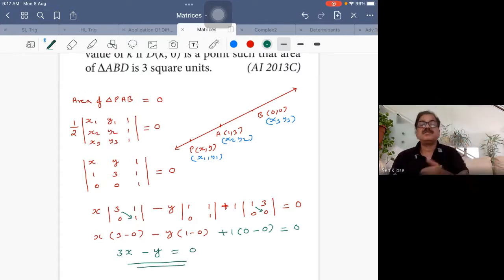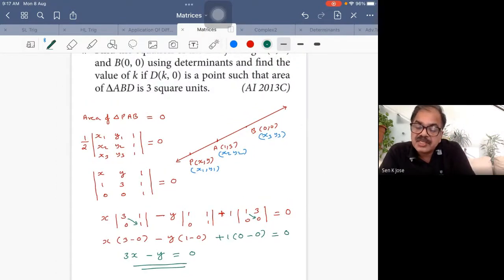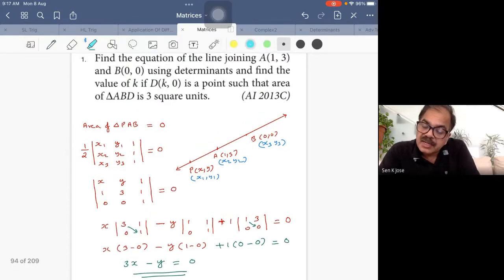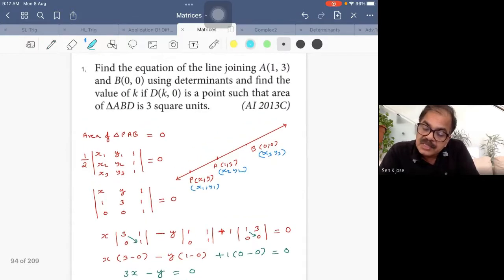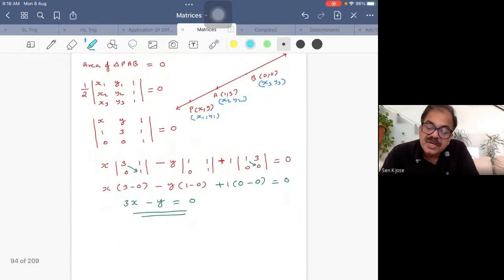So we did the first part of the question. But also there is another question there. It says, the second part of the question, what does it say there? Let's see. The second part is, find the value of k if D (k, 0) is a point such that area of triangle ABD is 3 square units. Area of triangle ABD.